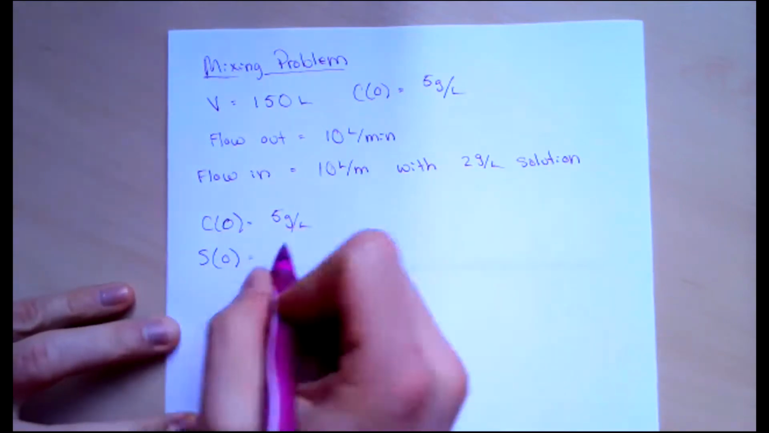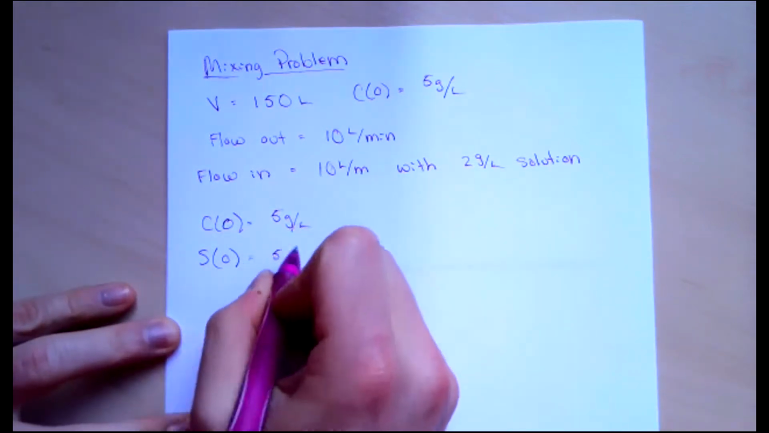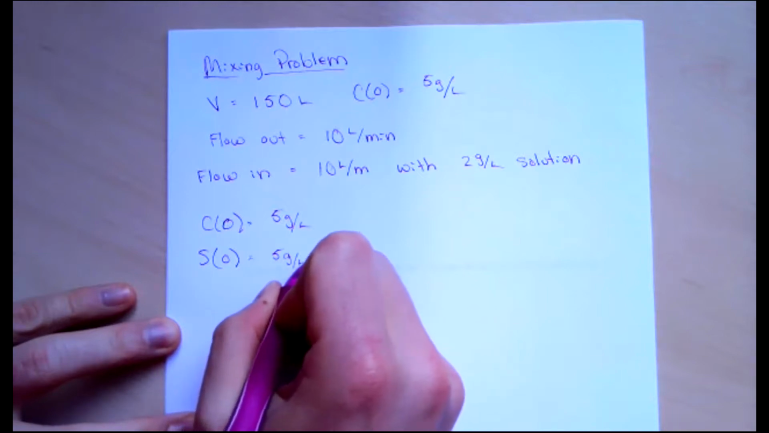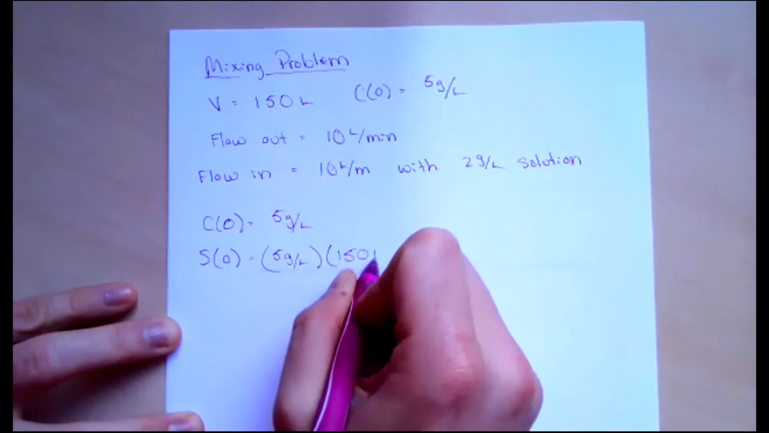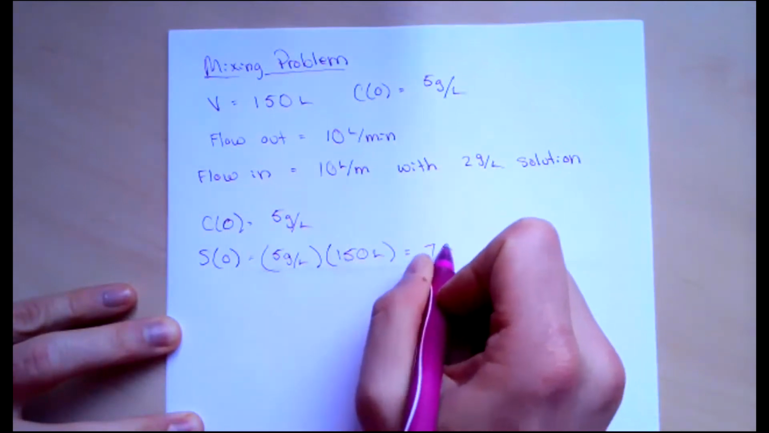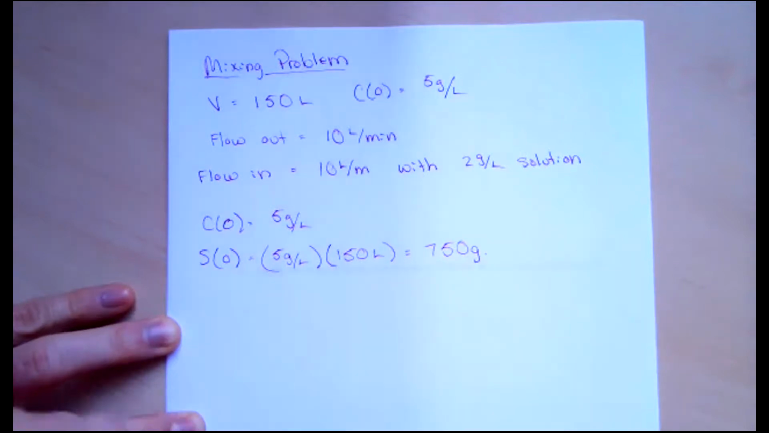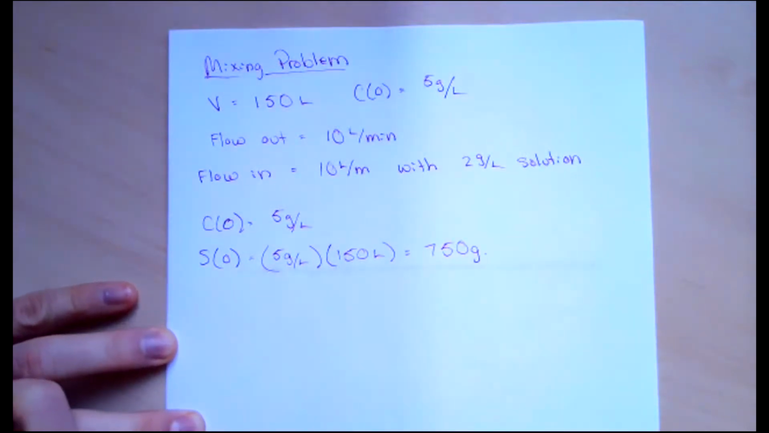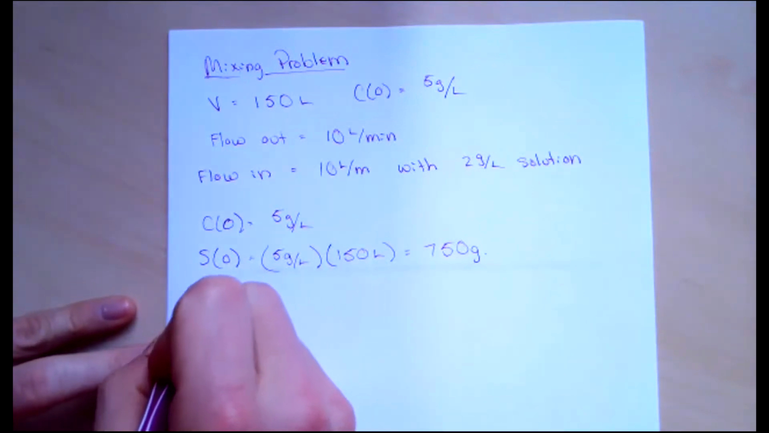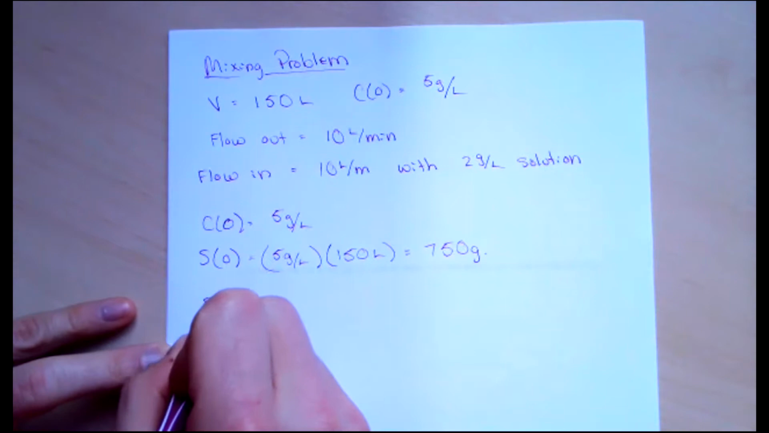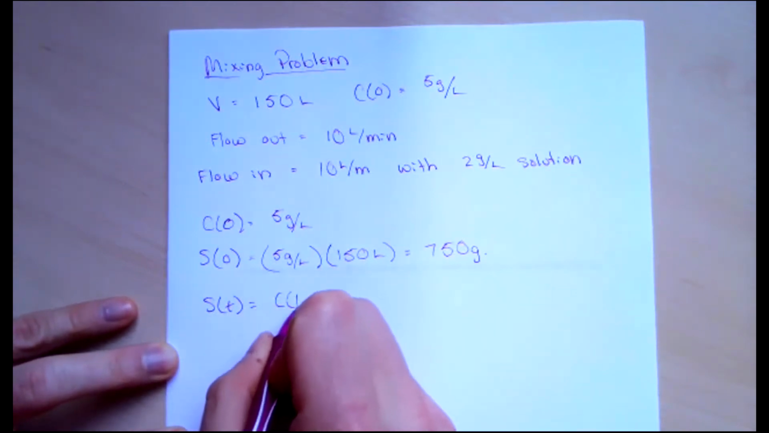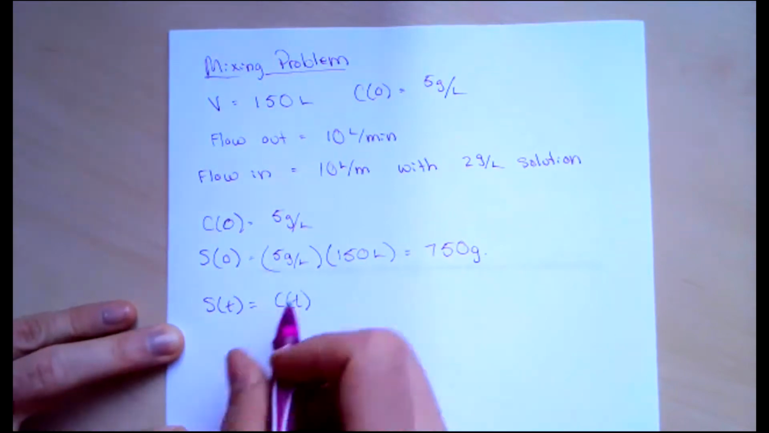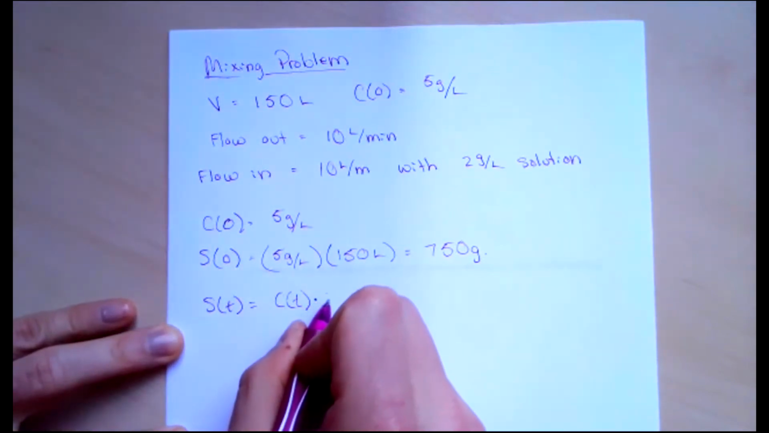So our initial total salt is going to be the concentration times the volume. And so we had 750 grams of salt initially. Same thing as what we saw in the first part of the problem. And just like in the first problem, the total amount of salt at any given point in time is going to be whatever the concentration is at that point in time times the total volume.